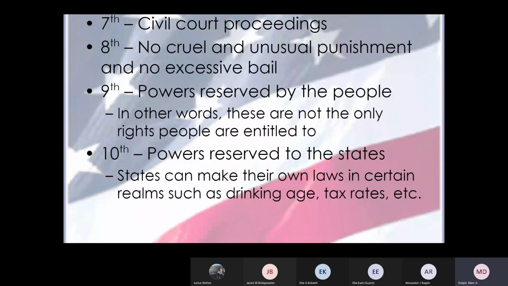So, number 10, powers reserved to the states, the one that we were talking about earlier. States can make their own laws in certain realms, such as drinking age, tax rates, right? So, if we get back to Indiana, just recently in the past year or so, when was it? Like a year or two ago, they allowed you to start buying alcohol on Sundays. Previously, it wasn't that way. That doesn't mean that just because it was that way in Indiana, it was that way in Colorado, right? Things are different all around.